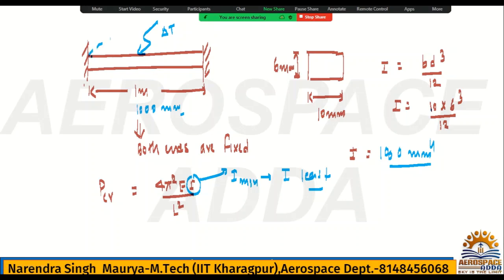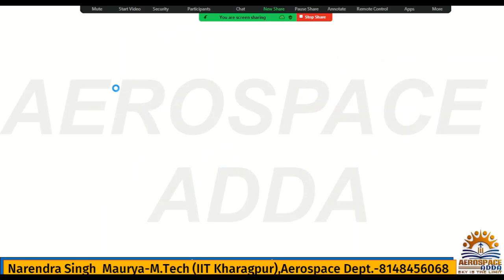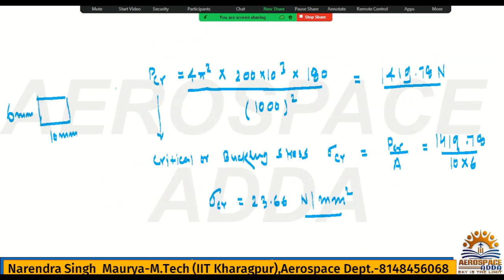And how will it buckle? It will buckle like this. I had explained that to you at that time, when I had explained all four cases. So now because of this temperature, obviously you will get thermal stress. That thermal stress and this buckling stress you need to equate, then you will get the value of temperature, right?